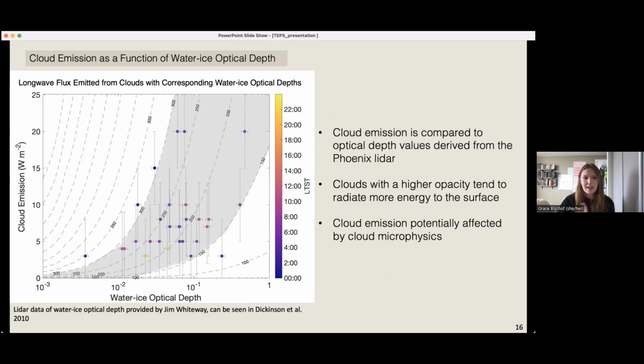However, this doesn't seem to be a hard rule. So these points here are emitting the same amount as this point, even though this one has a much higher optical depth. And this actually has been studied on Earth a little bit. So cirrus clouds, which form on Earth, which are also water ice clouds, can be made of different ice crystal shapes, and two clouds that are the same optical depth but different ice crystal shapes will emit different amounts of radiation. And so this shows that we definitely need to constrain these cloud microphysical properties a lot more to understand specifically the cloud emission and how it interacts with water ice optical depth.